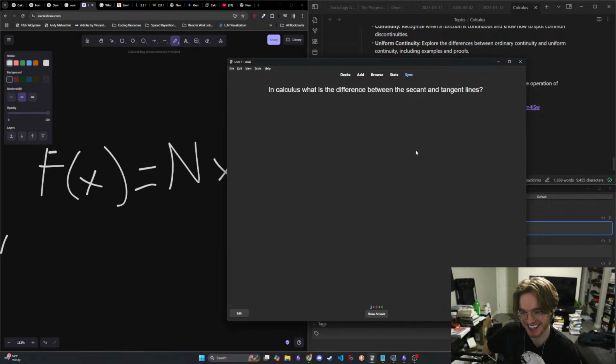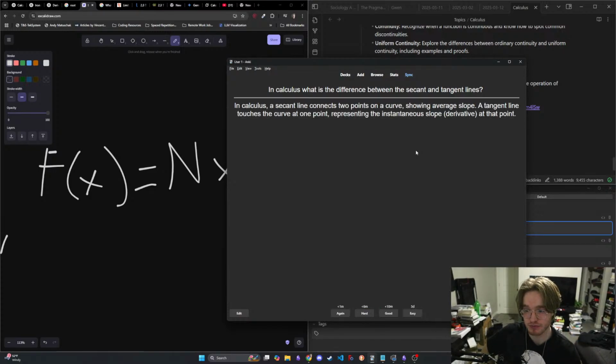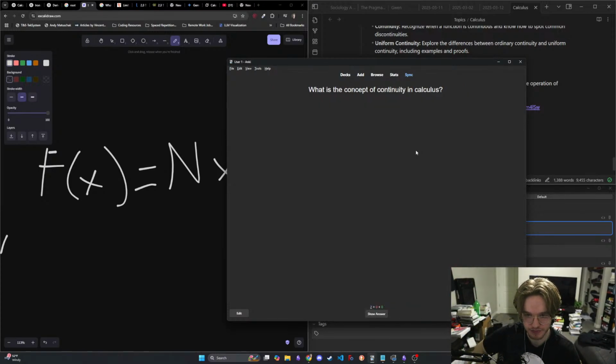What's the difference between the secant and tangent lines? The tangent line represents the slope of a function at an instantaneous point, meaning it's at one point determining what the slope of the line is, whereas the secant line determines the average slope between 2 points, and it passes through two points on the function. Oh yeah, and the instantaneous slope is the same as the derivative.